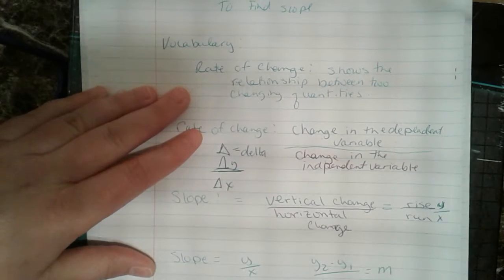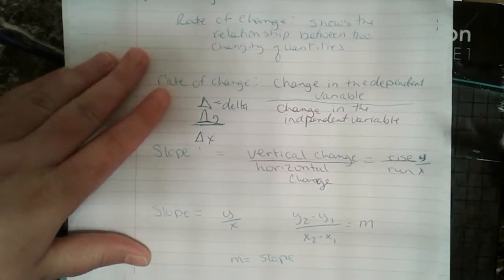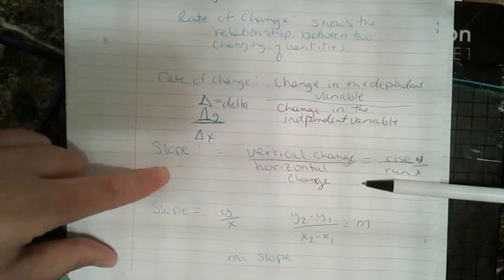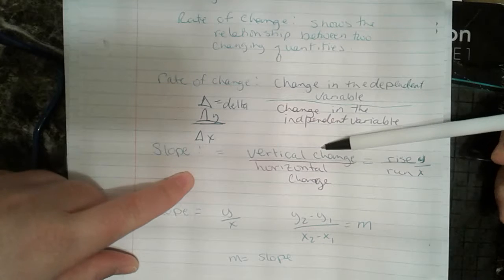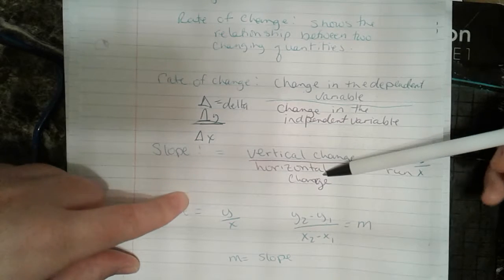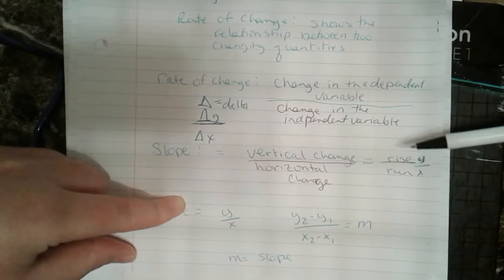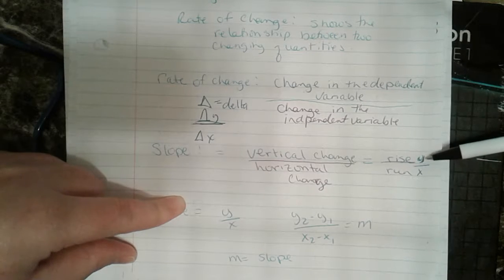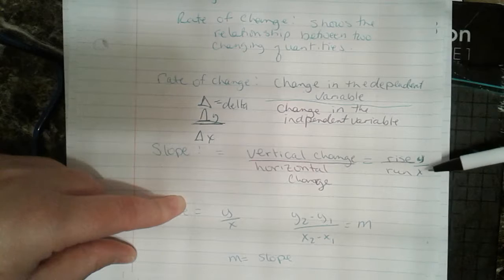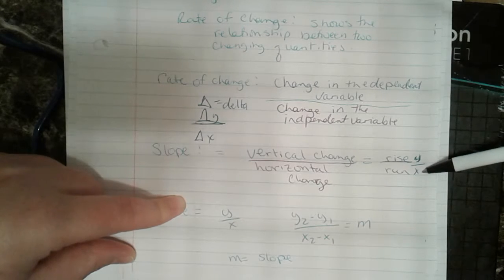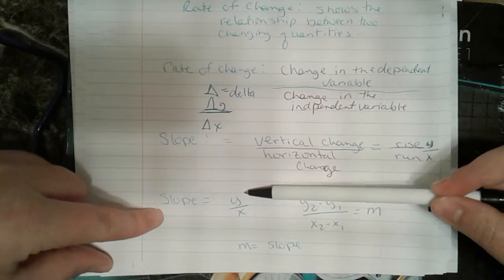Slope is a biggie, okay, because isn't rate of change slope? If we can find slope, then we can find the rate of change. So we have slope equals the vertical change over the horizontal change. Again, it is rise over run. It is y over x. It's the change in the y over the change in the x. Slope, again, is y over x.